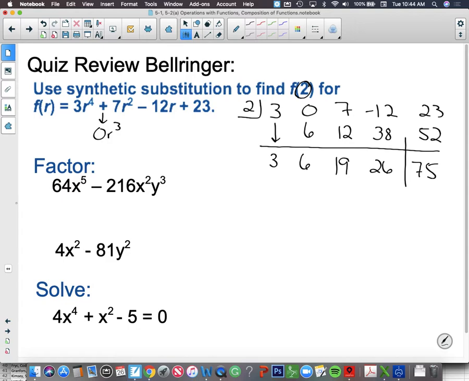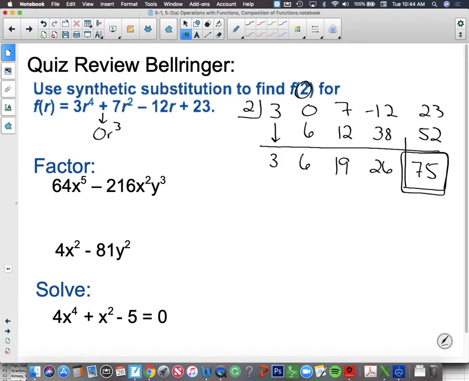So the thing that we're looking for here is the remainder. The remainder is our answer when we're thinking of synthetic substitution. So 75. And if you wanted to double check that, you can plug it in with your calculator and see that you get 75. Okay?